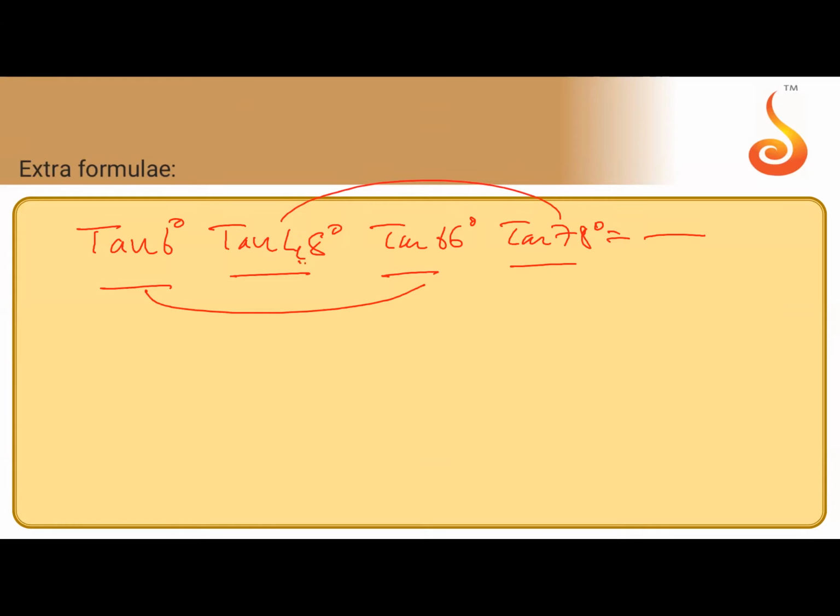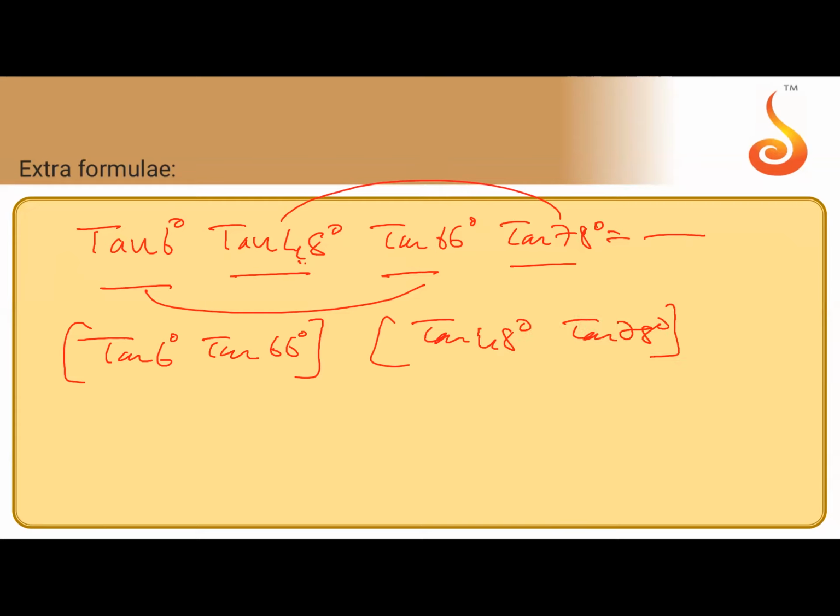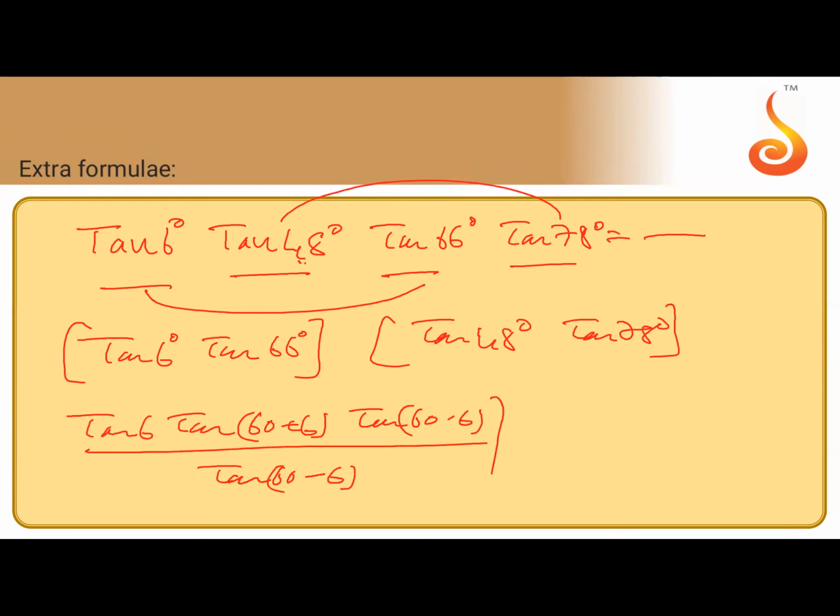Because this is not 60 minus 6. Okay, this is tan 6, tan 66, one group you can take. The second bracket, tan 48, tan 78 you can group, because we have the formula for tan theta, tan 60 minus theta, tan 60 plus theta. In the first bracket, one term is missing. So 66 you can write as 60 plus 6, but the term 60 minus 6 is missing. You can multiply and divide by the missing term.